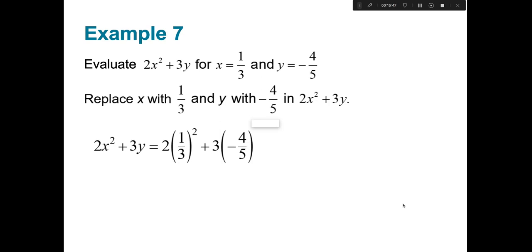What am I going to do first in this problem? The exponent. What am I taking times itself? What am I squaring? Just the 1/3. Do not include that 2 in there. Only the 1/3 is getting squared. What is 1/3 squared? 1/9.